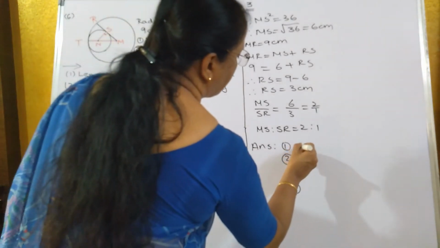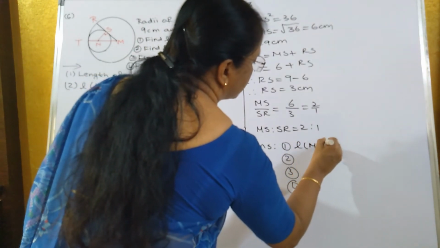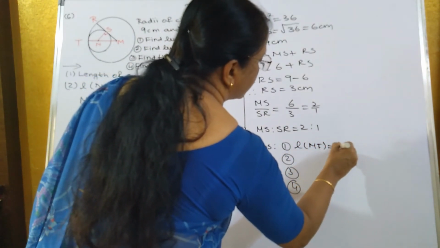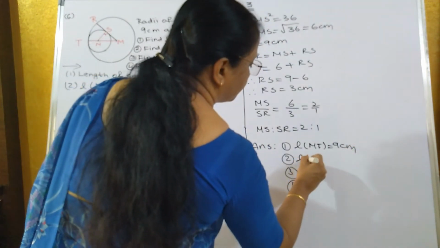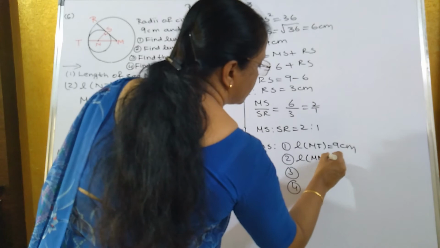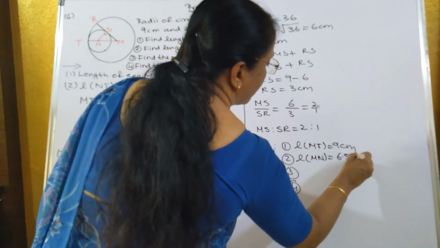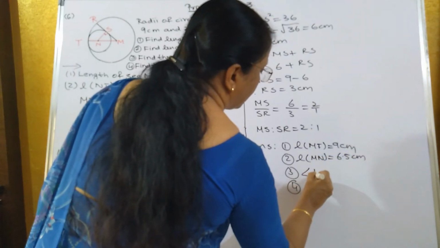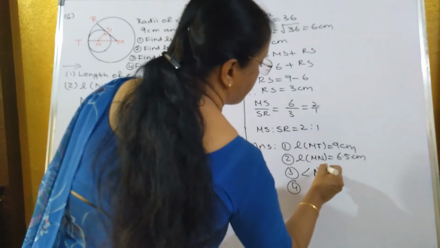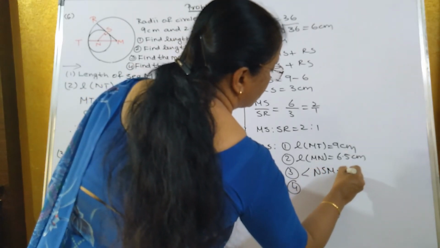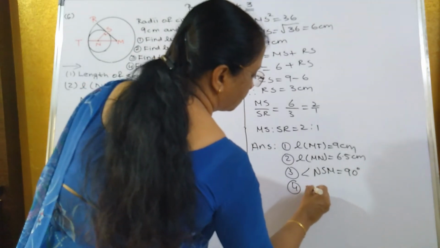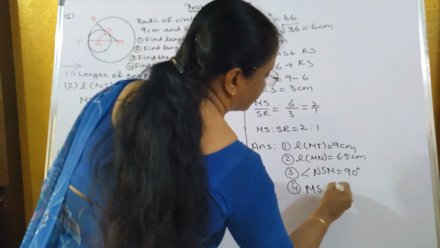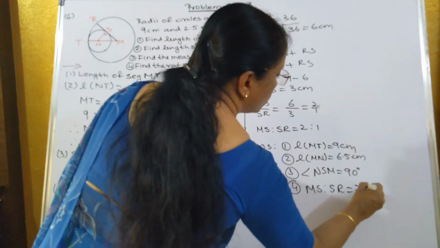Length MT is equal to how much? 9 centimeter. Then length MN is equal to how much? 6.5 centimeter. Angle NSM is equal to 90 degree, and MS is to SR is equal to 2 is to 1.